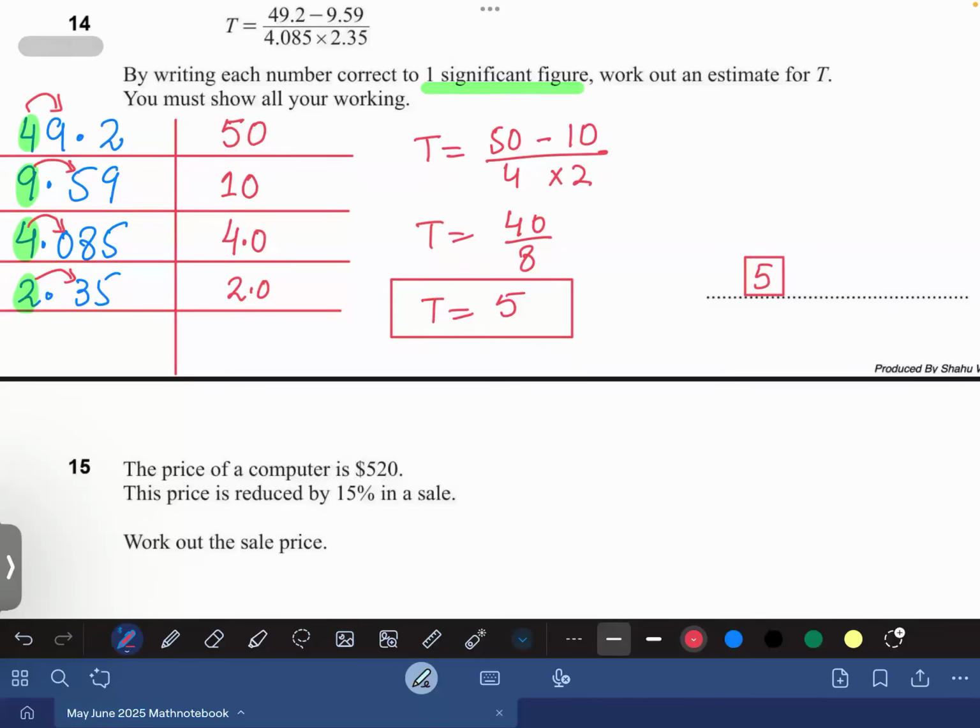बेटा वो जो पहले calculator में मैंने डाला है, वो accurate answer है. Examiner ने accurate नहीं मांगा था. Examiner कह रहा था कि हर नंबर को first significant figure पे round करो और फिर estimate लगाओ. तो हमने estimate लगा के दिया. Instead of 49.2 मैंने 50 लिखा है. Instead of 9.59 मैंने 10 लिखा है. Instead of 4.0 मैंने 4 लिखा है. Instead of 2.35 मैंने 2 लिखा है. हर नंबर को हमने first significant figure पे round किया.